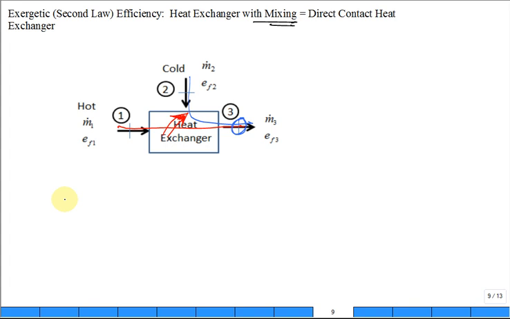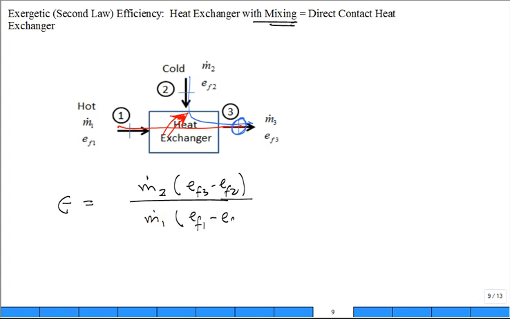So the exergetic efficiency would be the mass flow rate of the cold times EF3 minus EF2. That's how much is added into the cold stream. It comes out of m1, the hot stream, EF1 minus EF3. Notice EF3 is here and there. It's the same EF3.